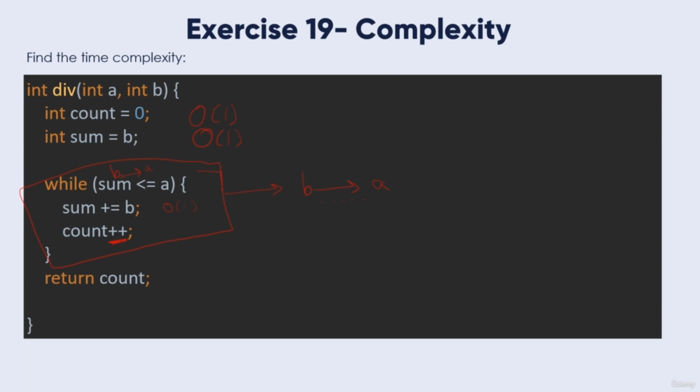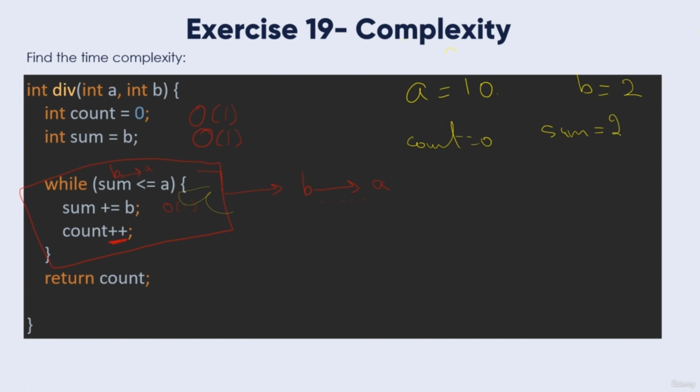If you don't understand, let's take an example. Let me show you. Div, int a. Let me take a equal to 10 and b equal to 2. Int count equal to 0, so count is now 0. And sum is equal to b, so it is equal to 2.